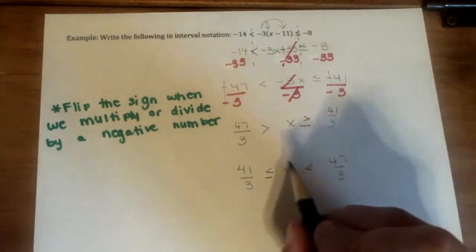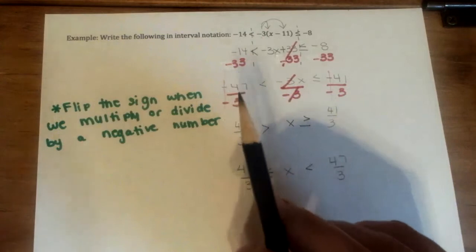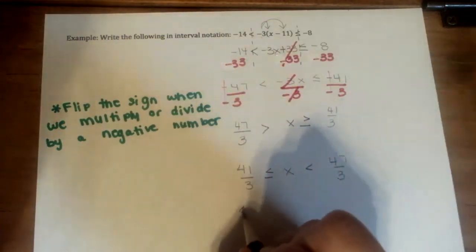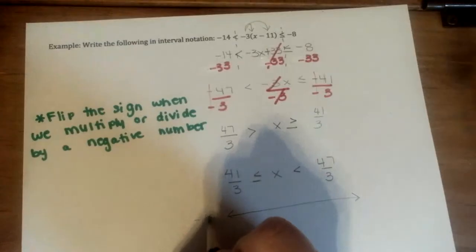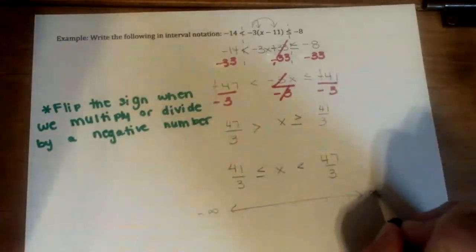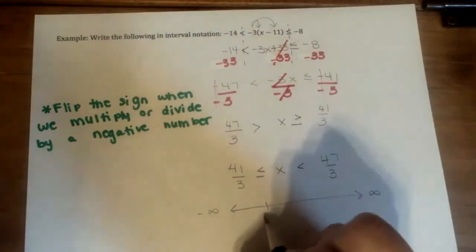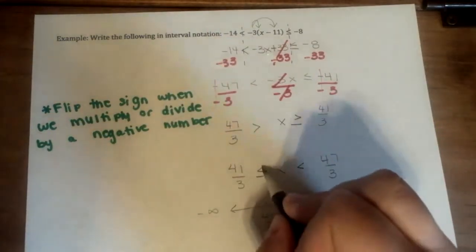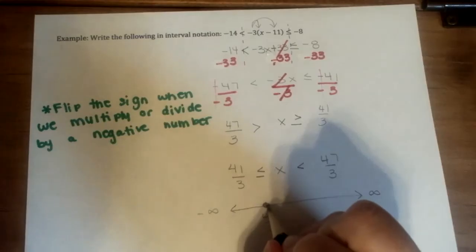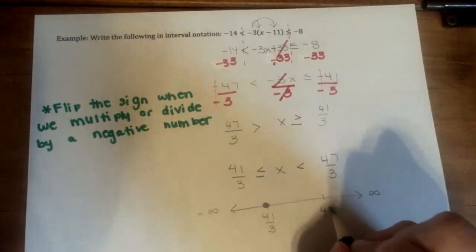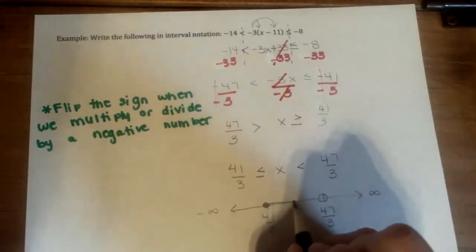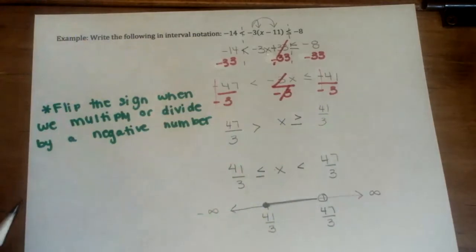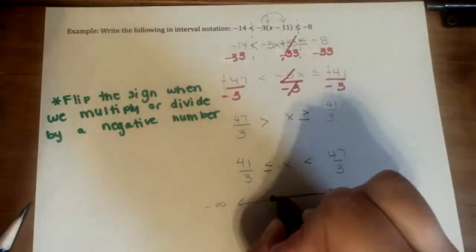So here is our answer, but it says write the following in interval notation. So I'm going to draw a quick number line that will help us see our answer in interval notation. Remember our number line goes from negative infinity to positive infinity. The left side of my graph starts at 41 over 3. Less than or equal to, so closed circle. The right side of my graph is stopping at 47 over 3. Just less than, so open circle. X is sandwiched between, so my graph is going to be everything between those two. So here's my graph. We can see it a little better.